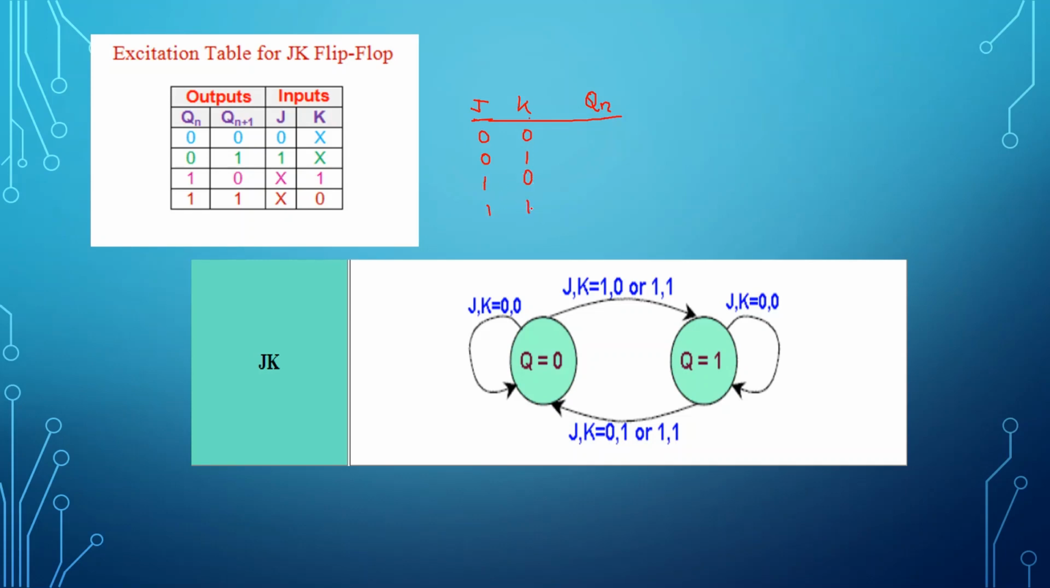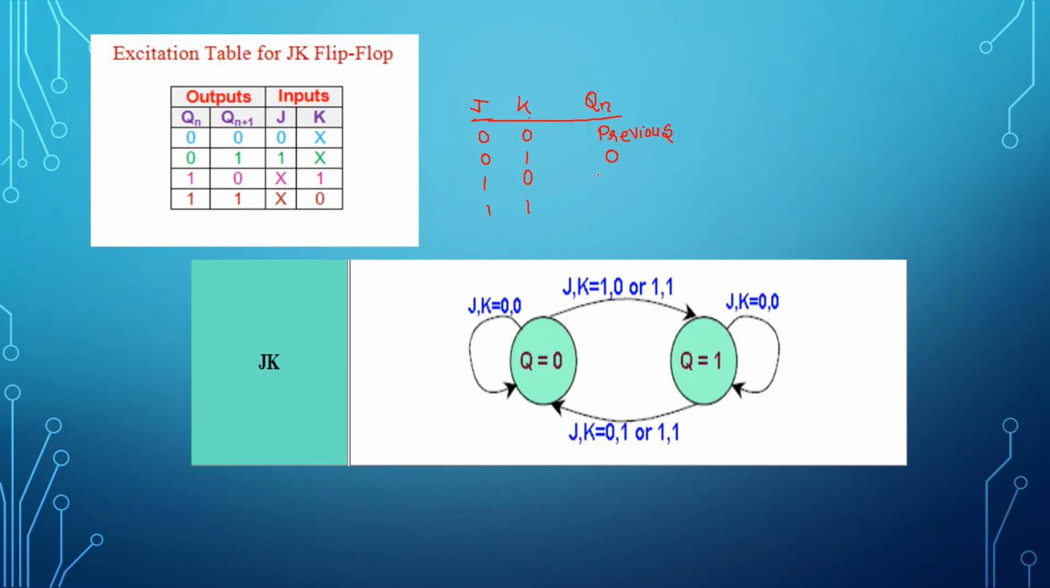We already studied this in the master slave flip-flop. When it is 0 and 0, this will be the previous value. Whatever value was stored in the flip-flop, the same value will be sent to the output side without change, or you can write it as no change. When the input is 0, 1, it will be reset. It will be showing 0.